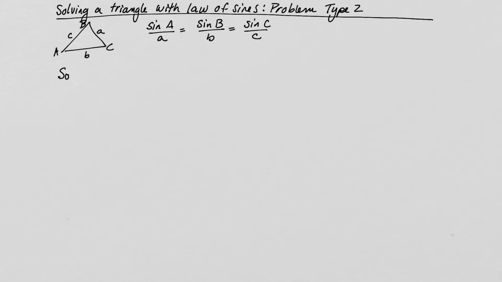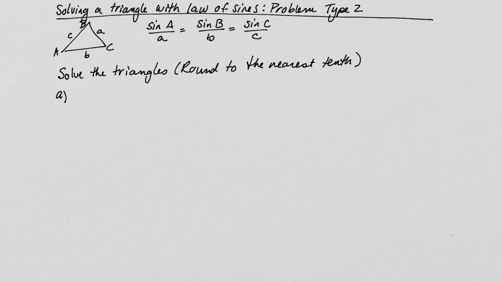So, for example, solve the triangles. We're going to round to the nearest tenth. Our first one here, we have little c equals 40, little b equals 63, and capital C equals 28 degrees. So if we think about drawing a triangle and I label these A, B, C, we have big C 28 degrees, little c 40, little b 63.